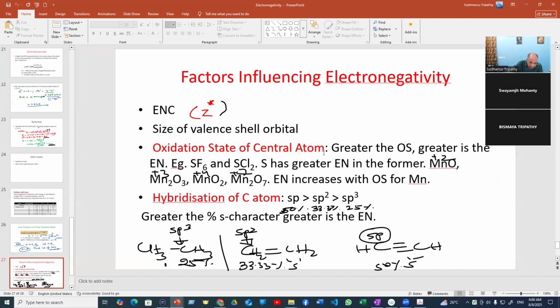Oxidation state of central atom: depending on oxidation state, more the oxidation state, greater is the electronegativity. SF6 and SCl2: one is in +6 and the other in +2, so their electronegativities are slightly different, maybe in the second or first place of decimal, but they will be different. Next we will study Fajans' rule.